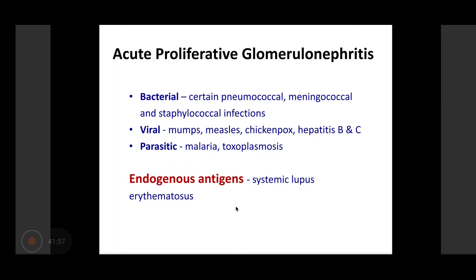Now, other than beta hemolytic streptococcus, there are certain other bacteria which can cause acute proliferative glomerulonephritis. These include bacteria such as pneumococci, meningococci, and staphylococci; infections with viruses such as mumps, measles, chickenpox, hepatitis B and C; and parasites such as malaria and toxoplasmosis. All of these can lead to acute post-infectious glomerulonephritis. As far as endogenous antigens are concerned, the prototype is systemic lupus erythematosus, where a large number of antibodies are formed against self-antigens, and these eventually deposit in the kidney, producing acute proliferative glomerulonephritis.